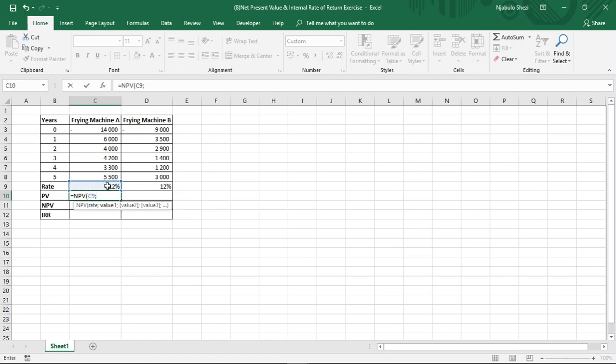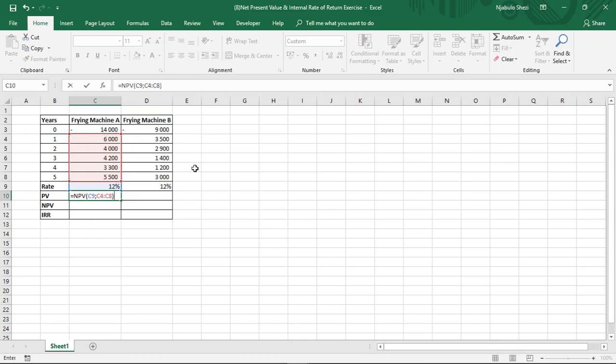And then we are going to be discounting cash flows from year 1 all the way to year 5. We don't need to discount this figure, which represents a cash outflow. This is the money that uSipho has to set aside, this 14,000 Rand as well as this 9,000 Rand. You can see, guys, that it's negative, so that he can buy either frying machine A or frying machine B.